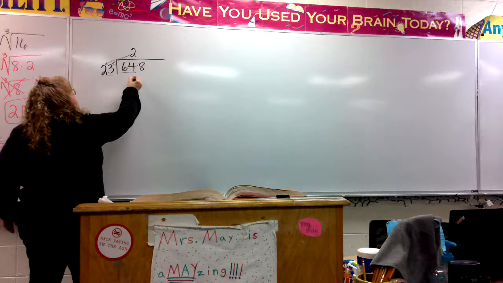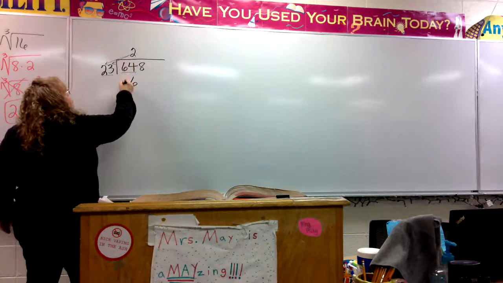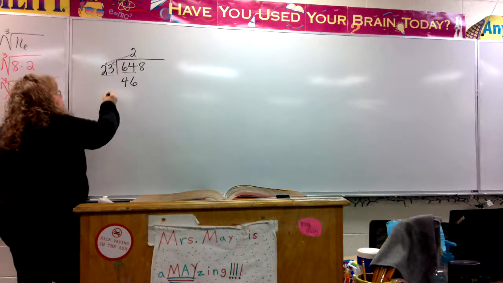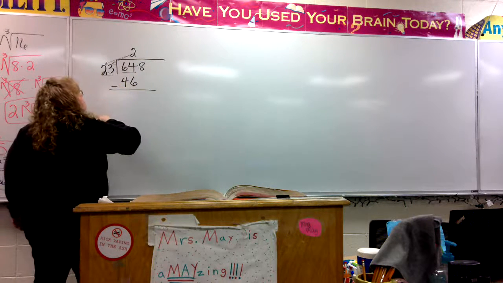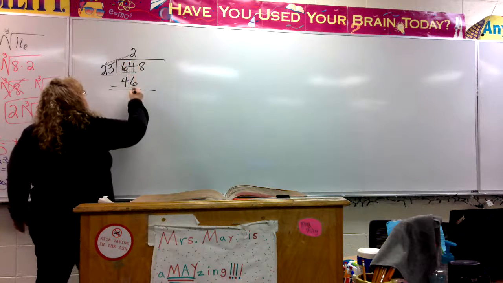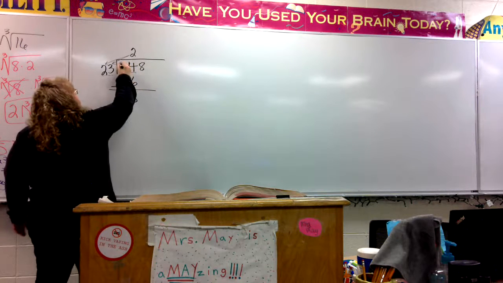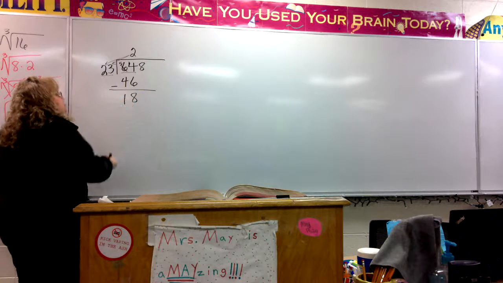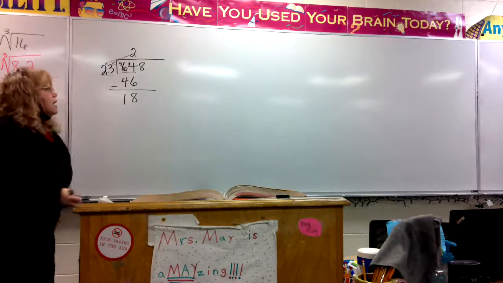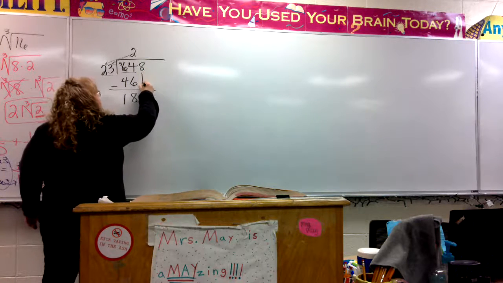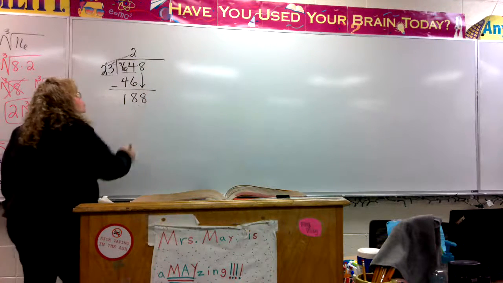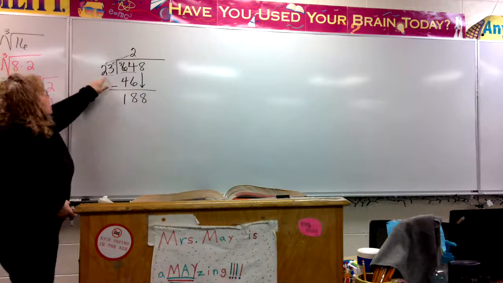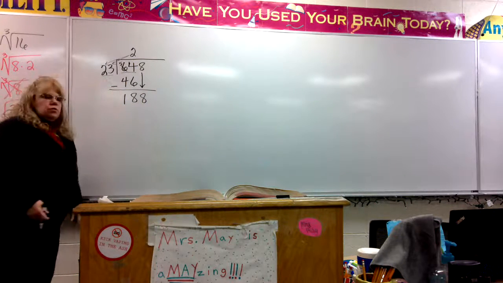2 times 3 is 6. 2 times 2 is 4. Then what did you do? You subtracted. And here we have to borrow, so that's 8. This is a 5. 5 take away 4 is 1. So you put your answer down here after you subtract. And then you bring down the next number and you do the whole process all over again, right? How many times does 23 go into 188?